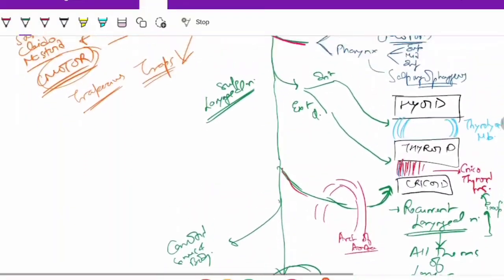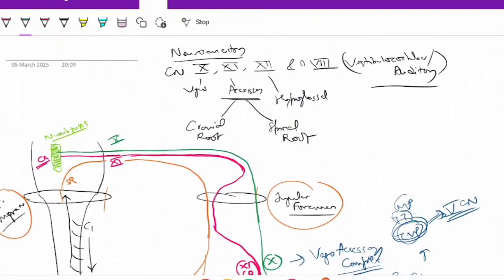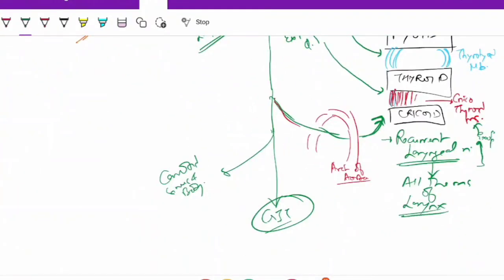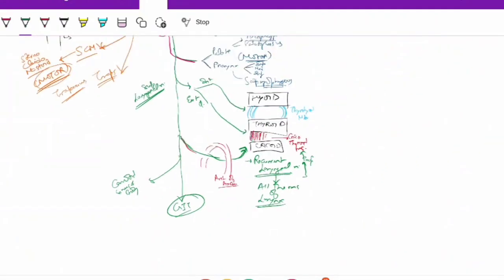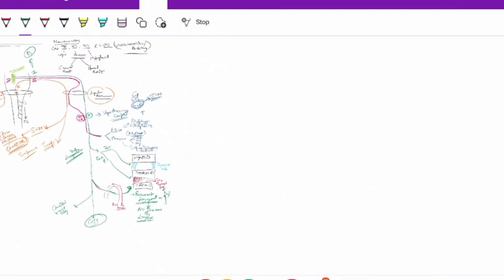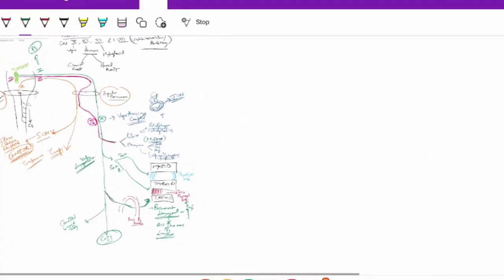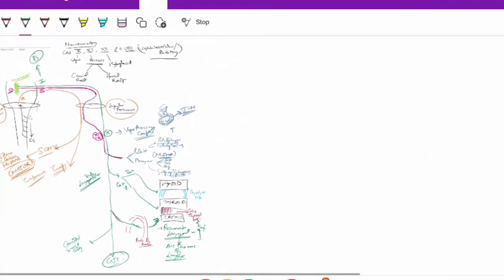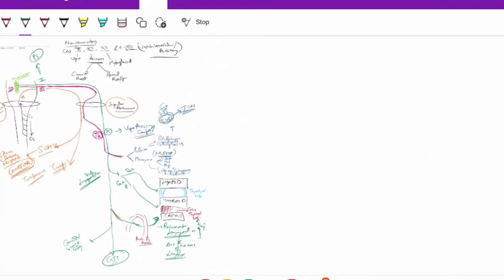One more thing, you might remember that the 10th cranial nerve also has a component of the parasympathetic nervous system, so it will carry out those parasympathetic functions as well. So here we have seen the 10th and 11th cranial nerves carrying out their respective functions in detail. I hope I have covered everything in the 10th and 11th cranial nerve.